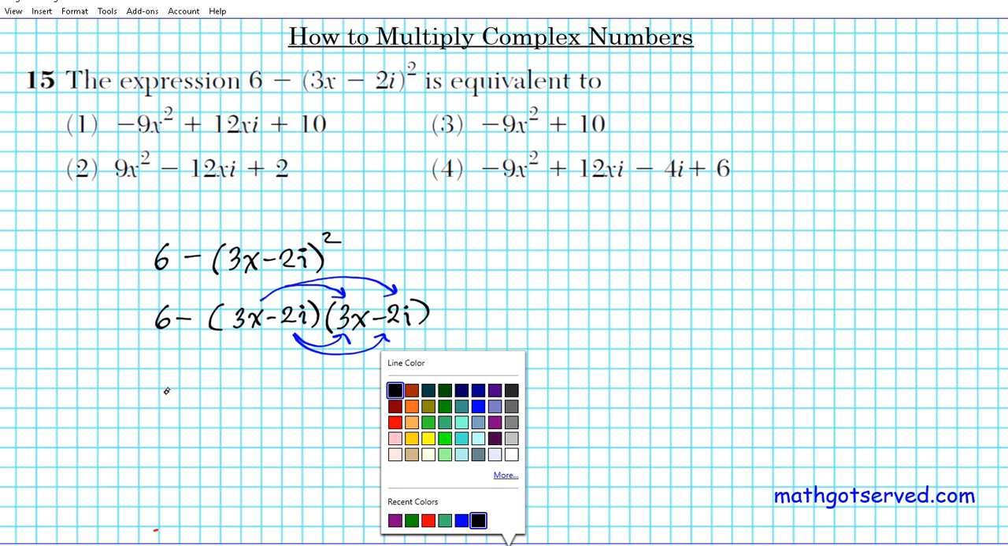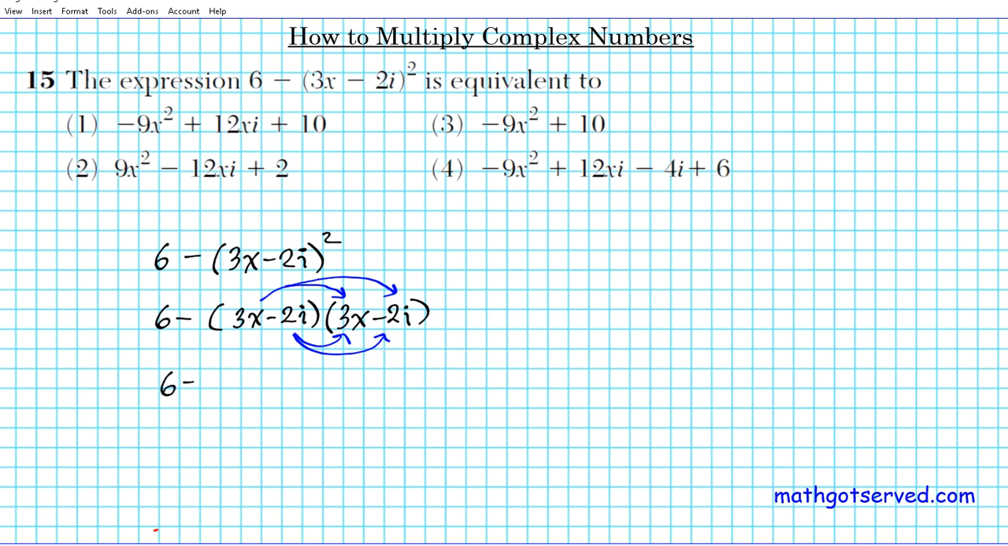Alright, so we have 6 minus 3x times 3x. 3x times 3x is 9x squared. 3x times negative 2i is negative 6xi. Negative 2i times 3x is negative 6xi again. And then negative 2i times negative 2i is positive 4i squared.